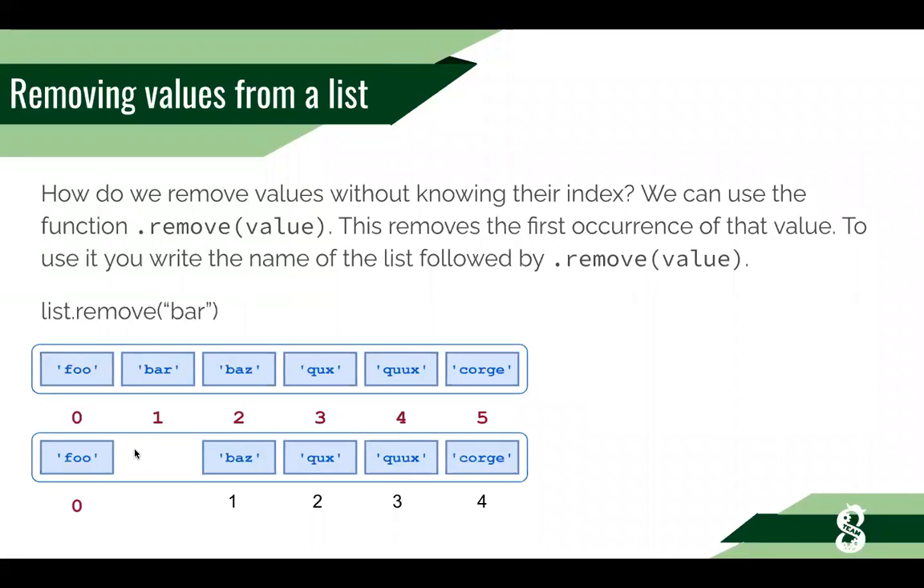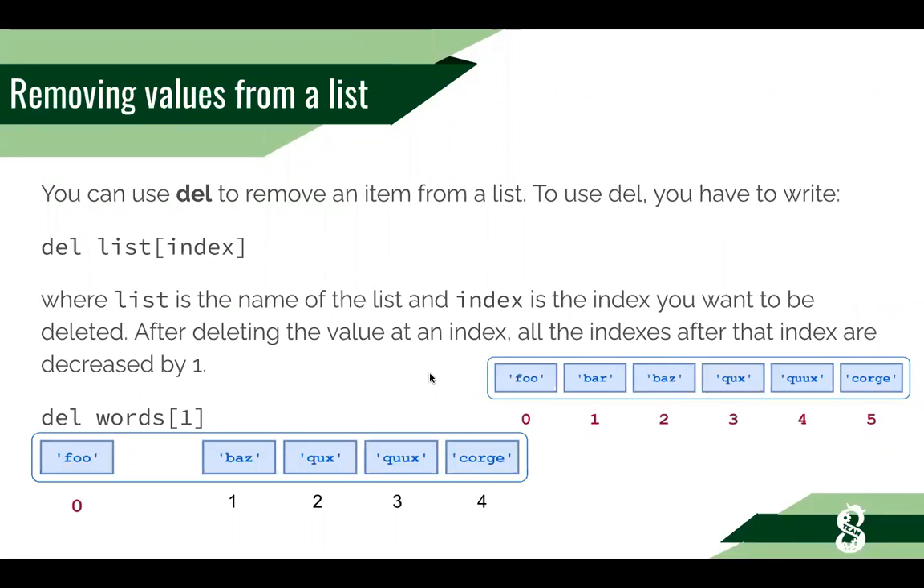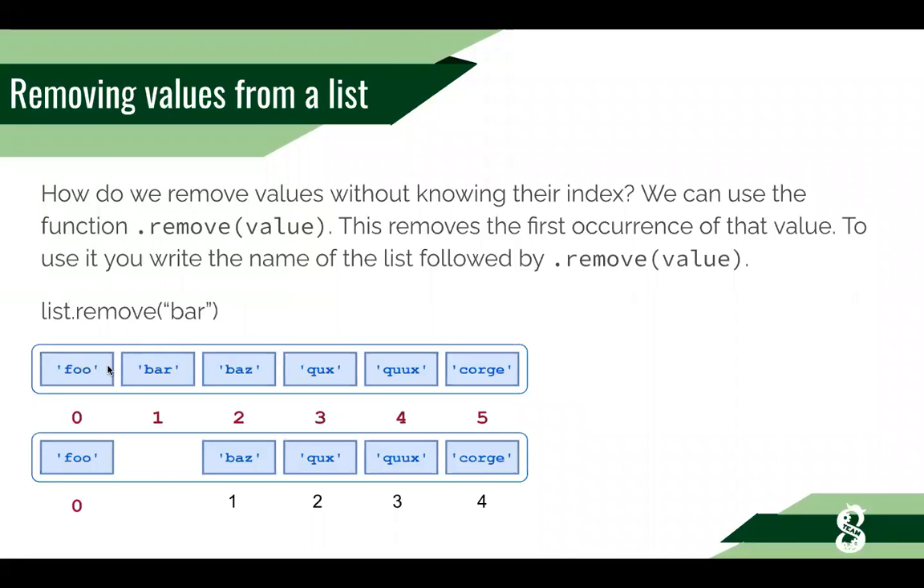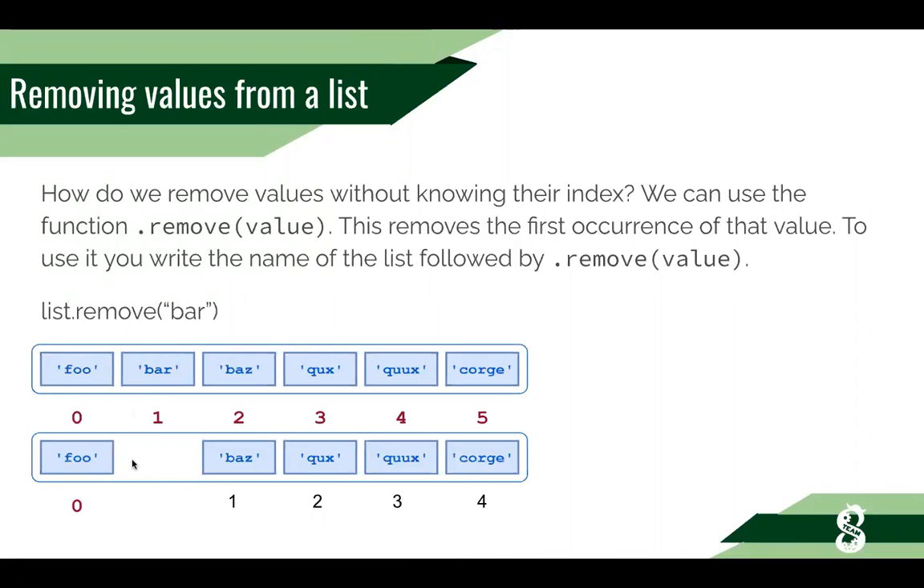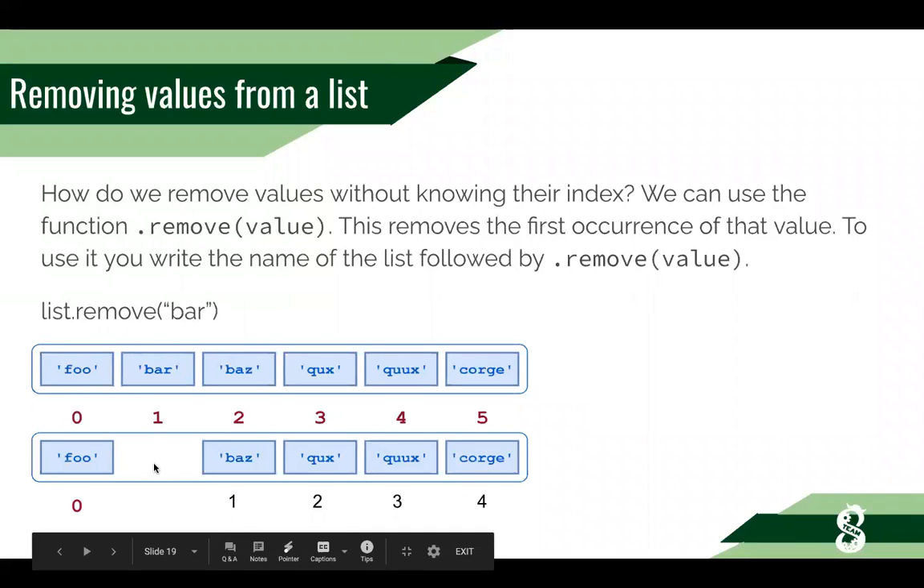This is useful if you don't know the index of the value you want to remove. And del is useful if you don't know the value of what you want to remove. You only know the index. So both of these are very useful and have their own use cases. So let's see how you use this.